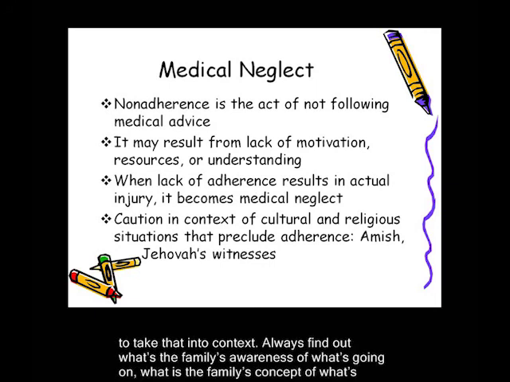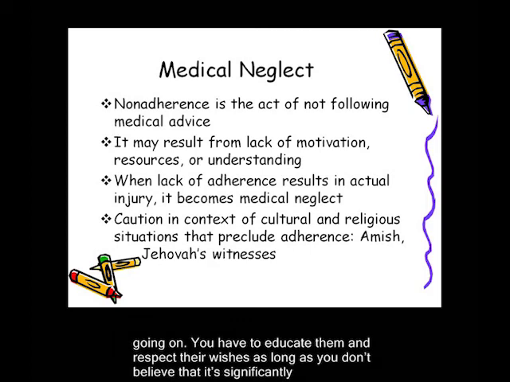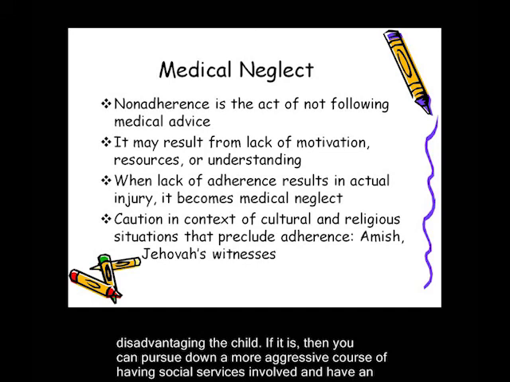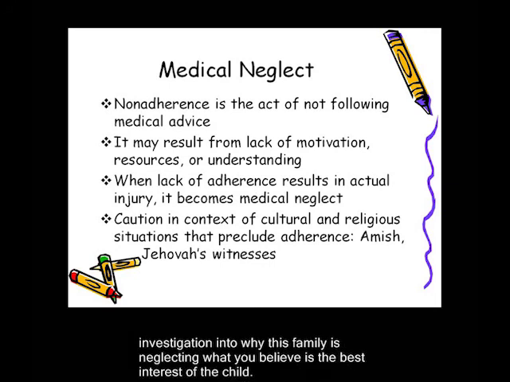Always find out what is the family's awareness of what's going on, what is the family's concept of what's going on, and help to educate them and respect their wishes as long as you don't believe it's significantly disadvantaging the child. If it is, then you can pursue a more aggressive course of having social services involved and an investigation into why this family is neglecting what you believe is in the best interests of the child.